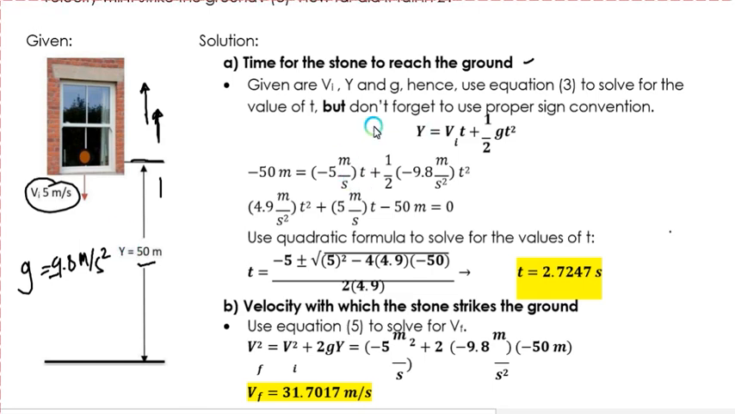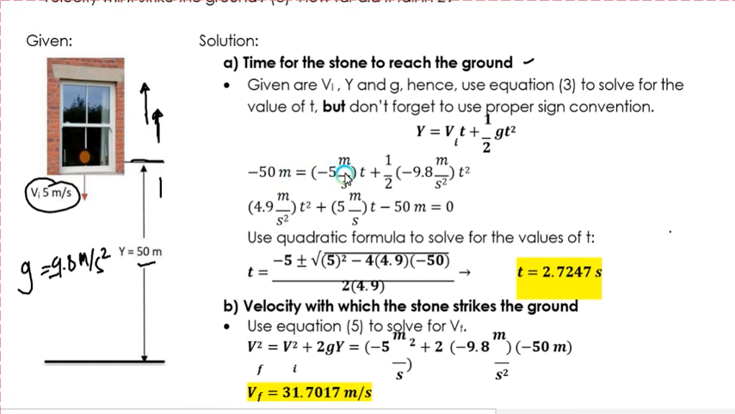We still use the same formula, but this time instead of x we use y: y equals Vi t plus one half g t squared. Then we substitute the givens. We have negative 50 meters because it is going downward from our reference. Next, your Vi is negative as well, since the direction of your velocity is downward.